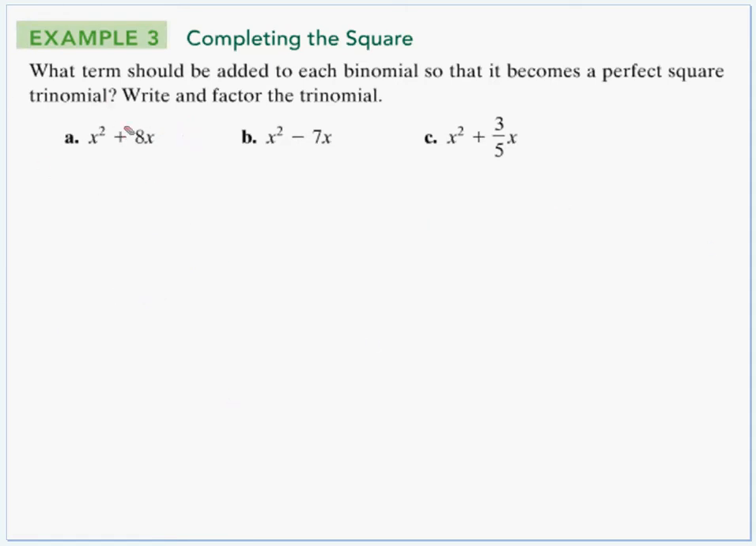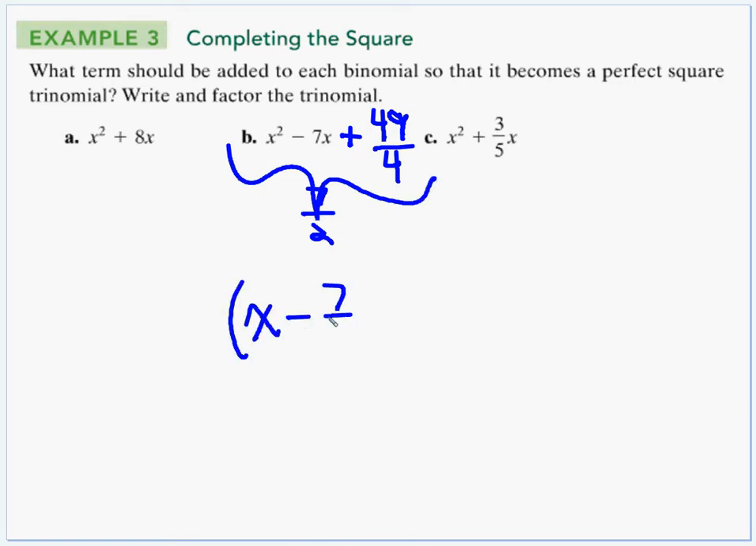Now it's nice when your b value here in front of x is even, so it's nice and easy to cut in half. But here in this second one, x squared minus 7x, it's not quite so simple because this is an odd number. So what we would have to do is cut that number in half, so that would be 7 halves, and then square it. So I'm going to square the numerator and denominator separately. Numerator squared would be 49. Denominator squared would be 4. And then again, we could factor that into x minus 7 halves quantity squared.